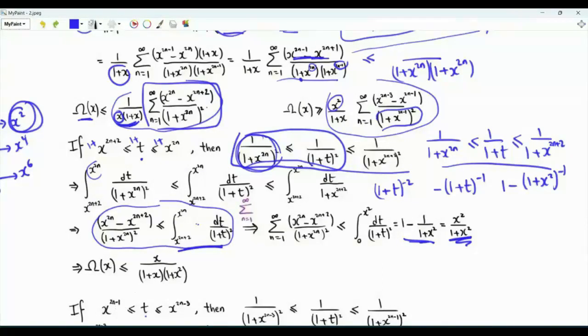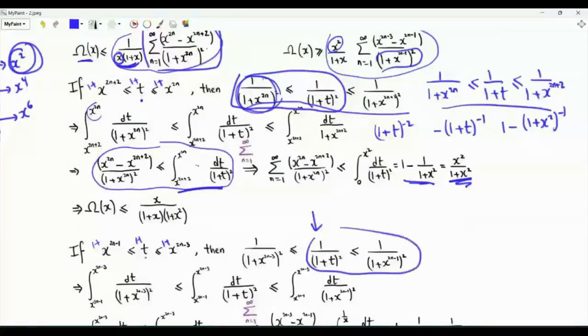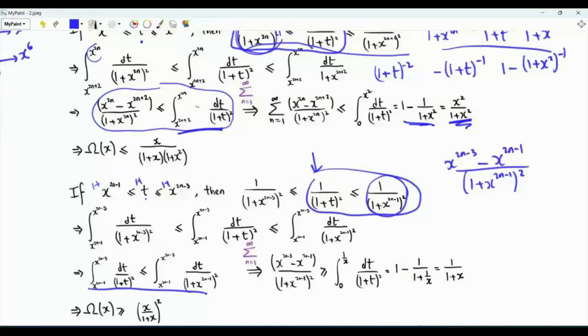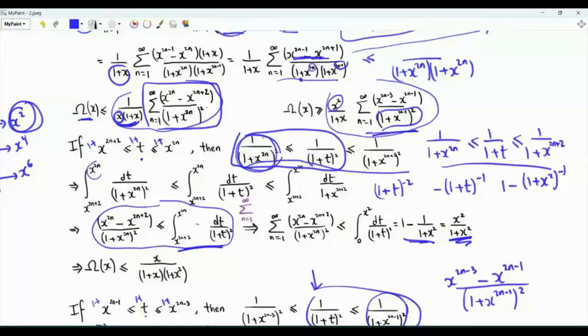Now consider t between x to the 2n minus 1 and x to the 2n minus 3. Add 1 to all sides. Take the reciprocal and square to get this inequality. This time we will focus on this part. We integrate both sides from x to the 2n minus 1 to x to the 2n minus 3. Because there is no t here, when we integrate, we get x to the 2n minus 3 minus x to the 2n minus 1, divided by 1 plus x to the 2n minus 1 all squared. Sum from 1 to infinity. When we sum this side, we get part of the lower bound on omega of x.